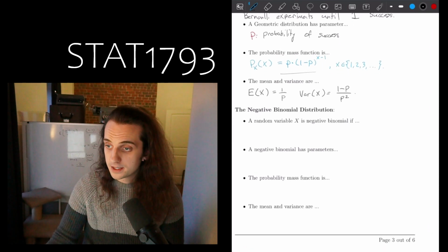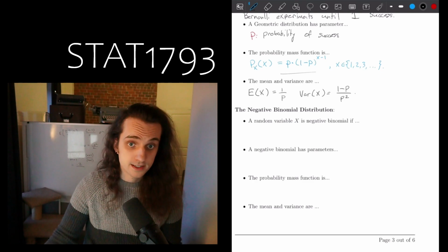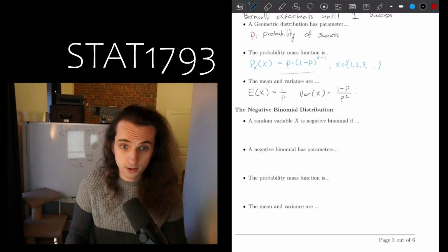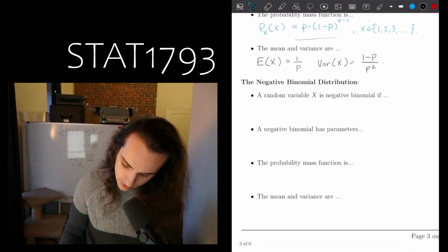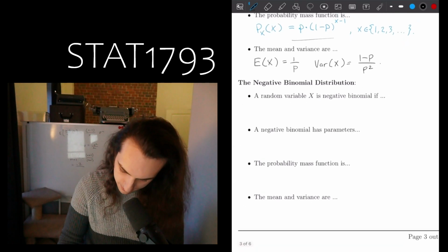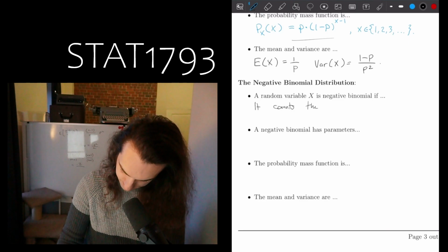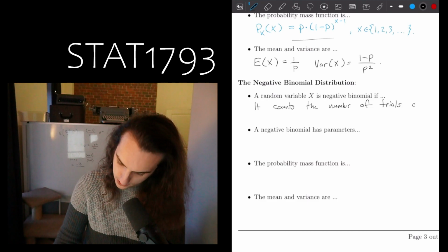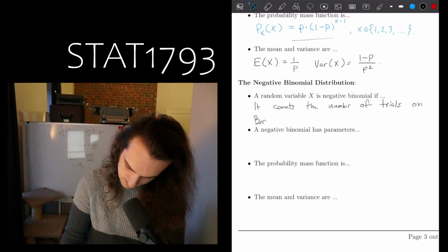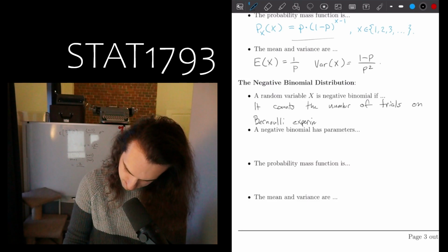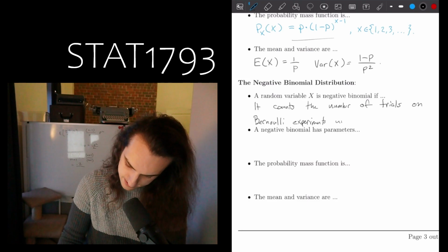Now, the negative binomial is very, very similar to the geometric, right? And so we'll just jump right into it. A random variable x is negative binomial if it counts the number of trials in Bernoulli experiments until r successes.